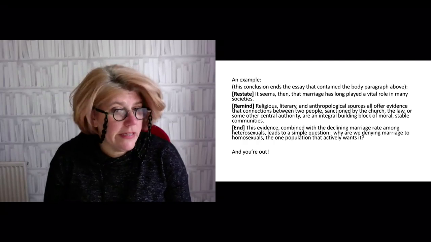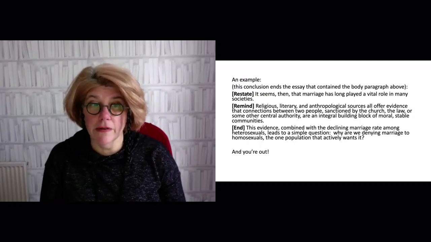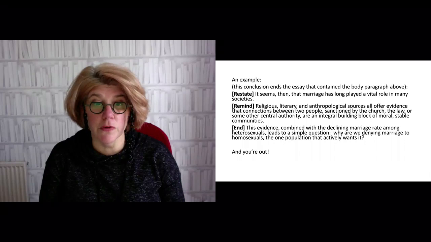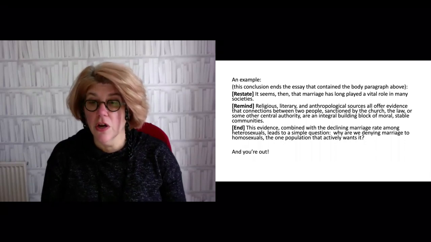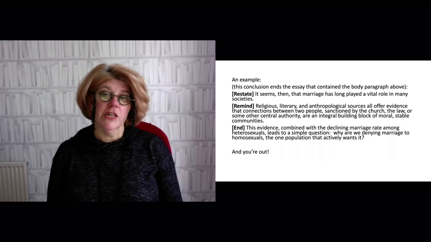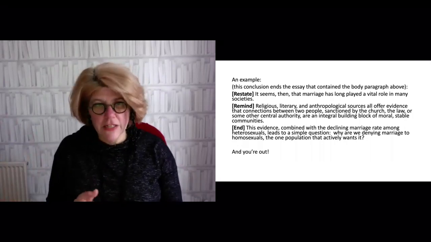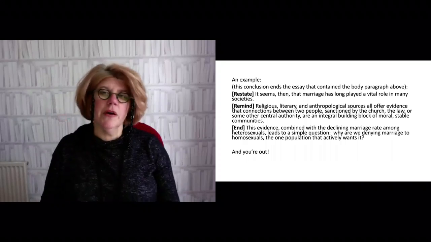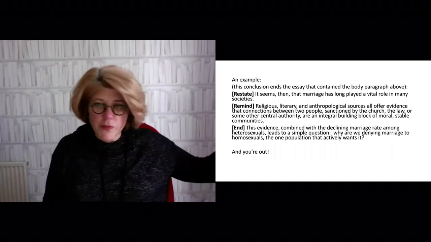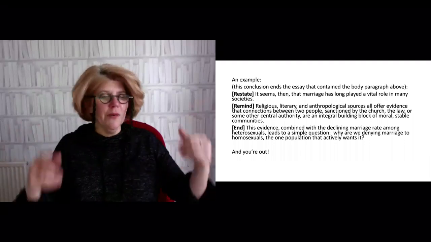And then your ending sentence. This evidence, combined with declining marriage rates among heterosexuals, leads to a simple question. Why are we denying marriage to homosexuals, the one population that actively wants it? And you're out. And to give you some idea of how successful this paragraph is, it convinced people that we should no longer deny homosexual marriage, because now we have it.